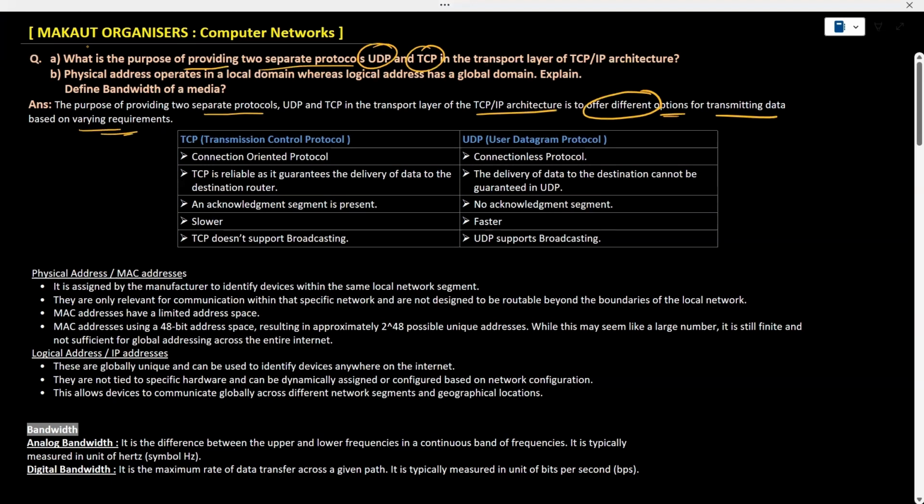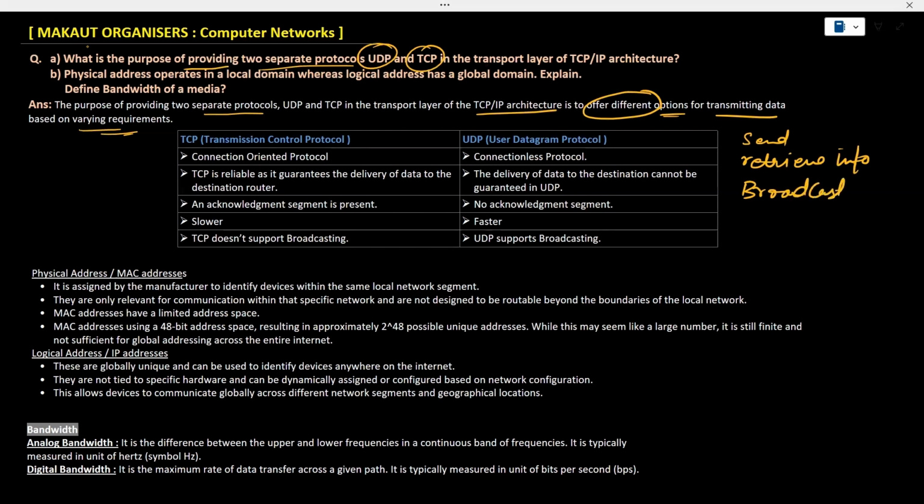That means suppose we want to send a mail to a person, suppose we want to retrieve information from any website, suppose we want to broadcast a live match for viewers. So all these are some tasks. Which task we want to achieve, based on that we decide whether we need UDP or TCP protocol.